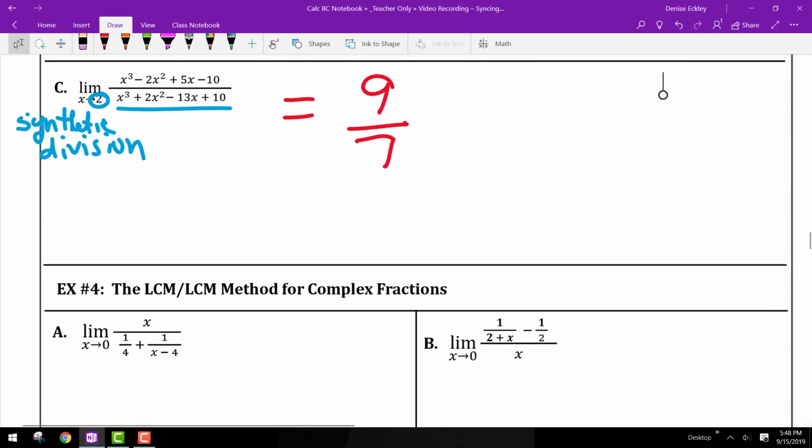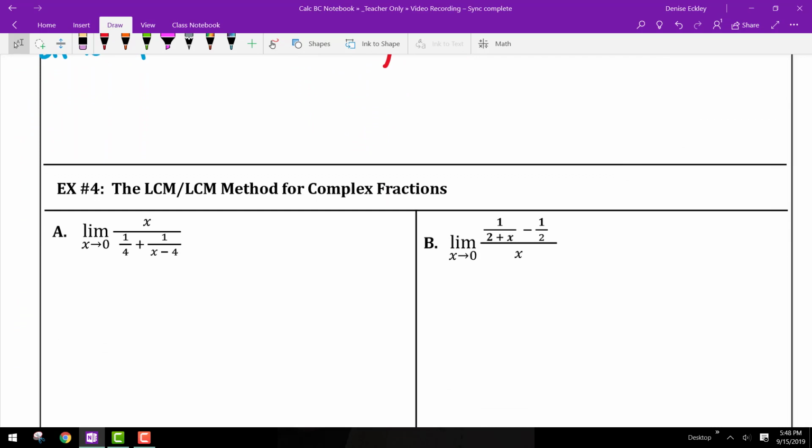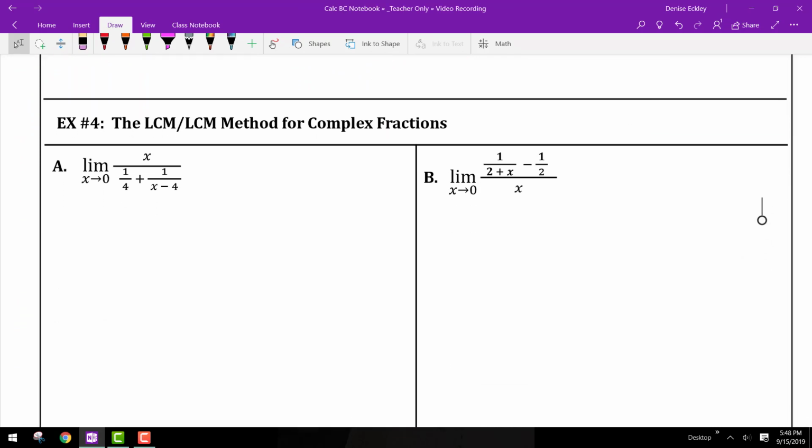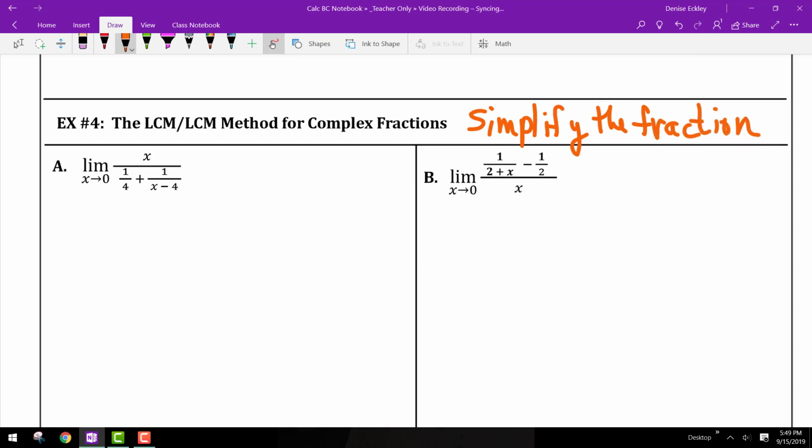Now, moving on, let's do one example of what if we have complex fractions. What do we do with those? Okay, so what we want to use is the least common multiple over the least common multiple method. So in other words, what we're doing is we are simplifying the fraction and making it not complex. And then we can try direct substitution, and if not that, we can always try factoring and go from there.